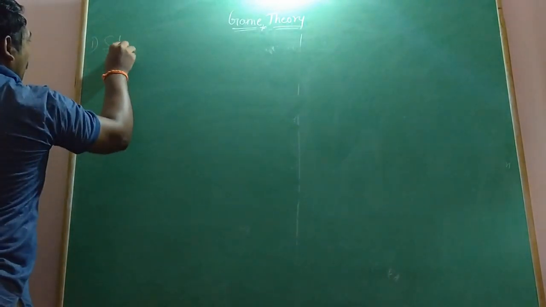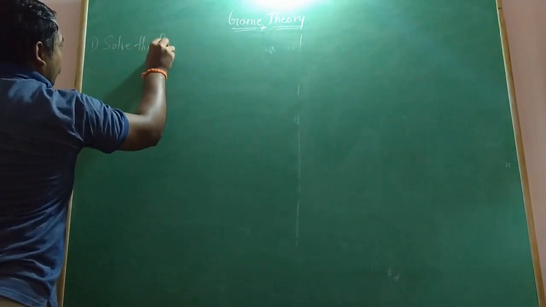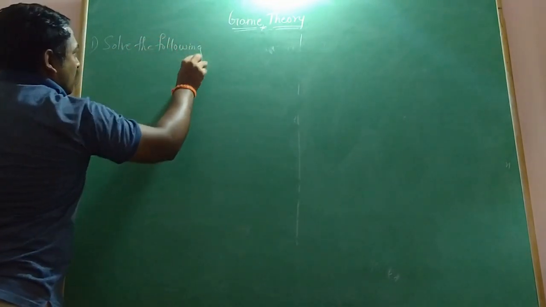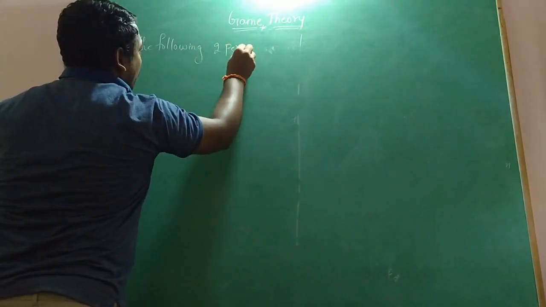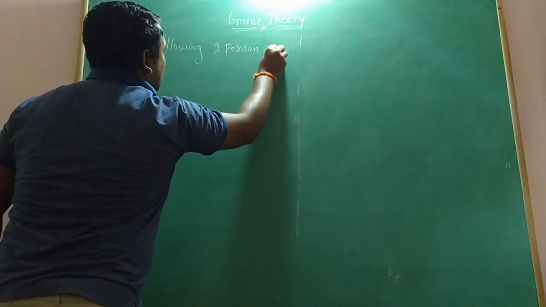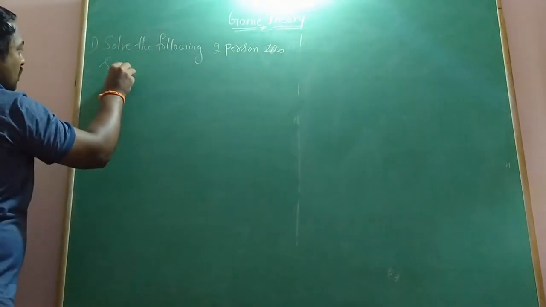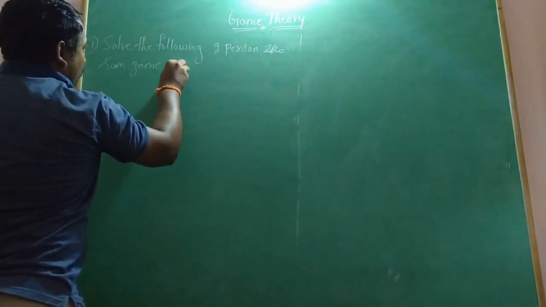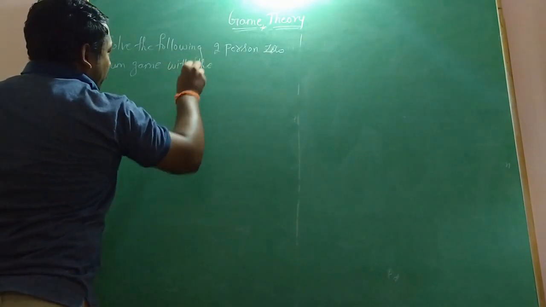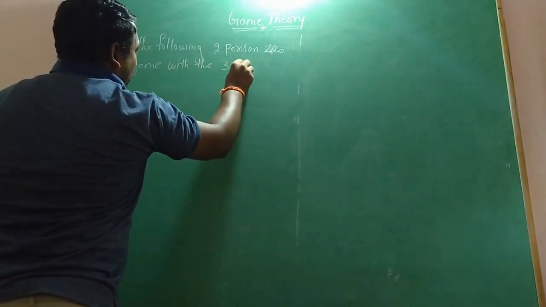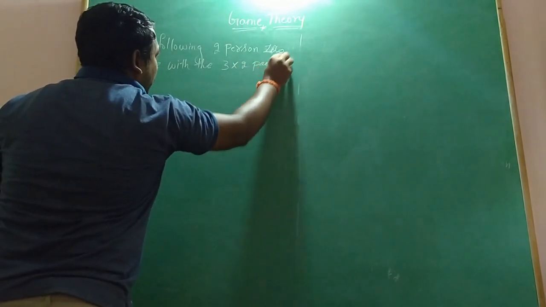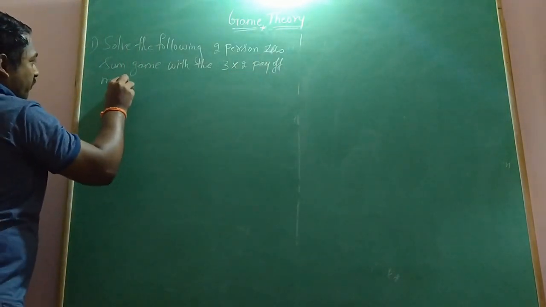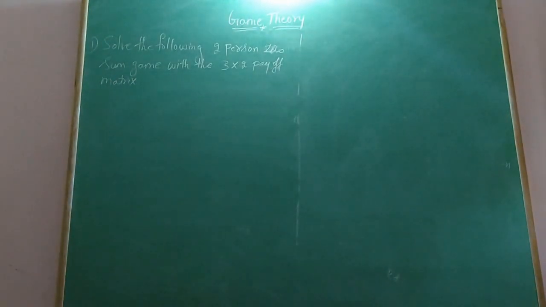Solve the following two-person zero sum game with the 3 cross 2 payoff matrix.